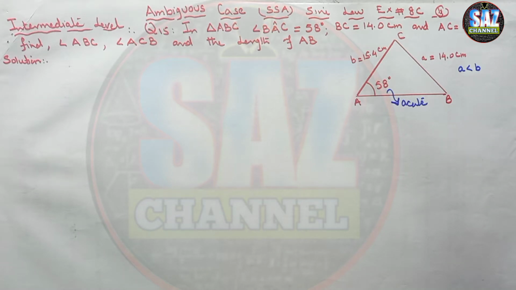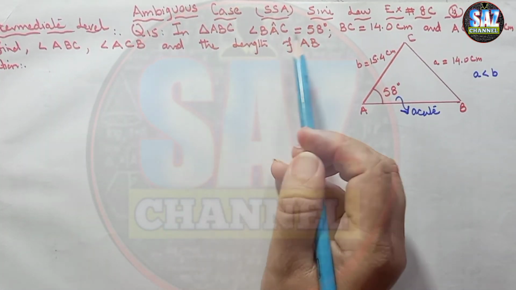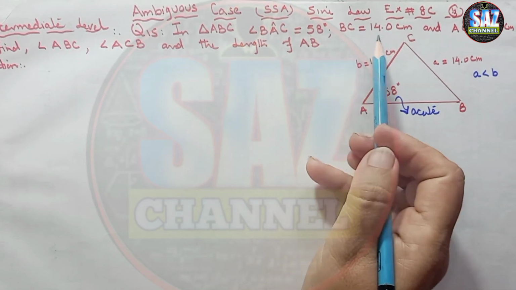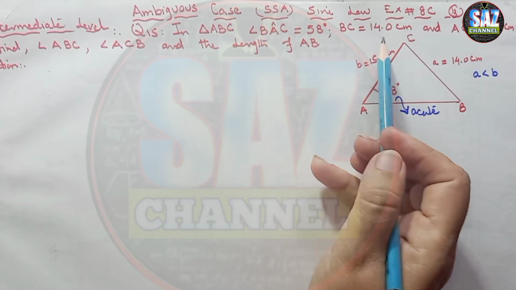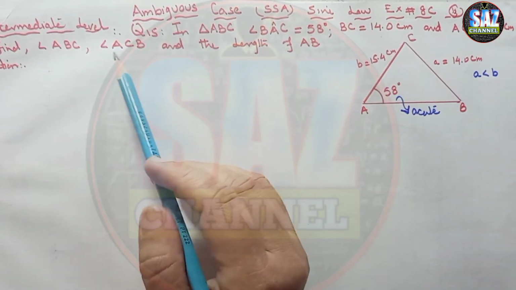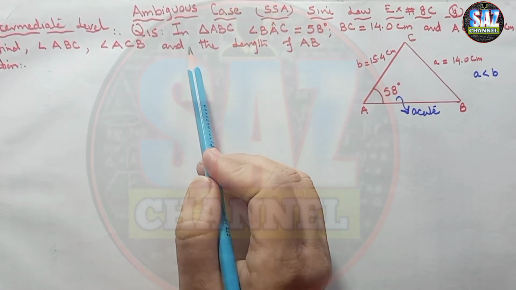In this lesson, I will solve intermediate level question number 15. Question number 15 says, in triangle ABC, angle BAC is 58 degrees, BC length is 14.0 centimeters and AC is 15.4 centimeters. Find angle ABC, angle ACB and the length of AB.